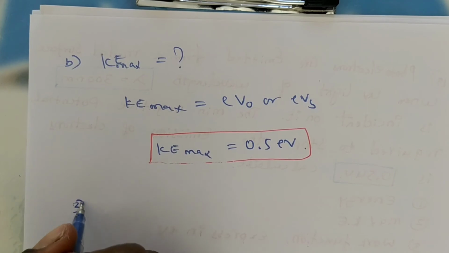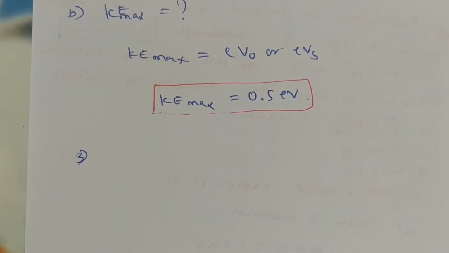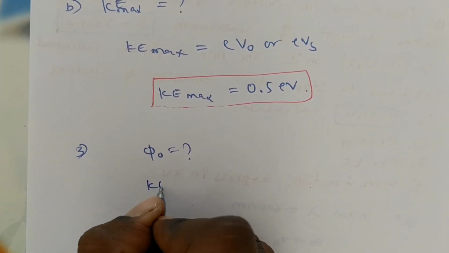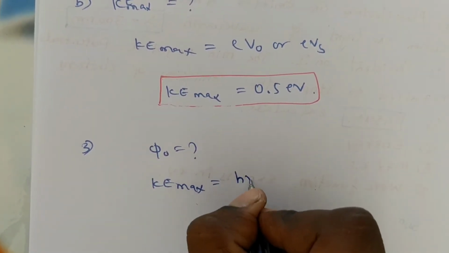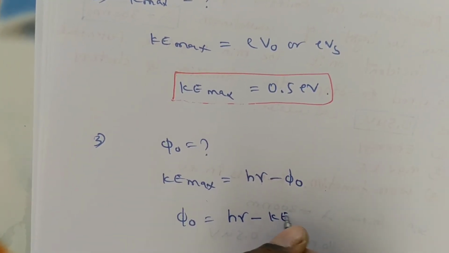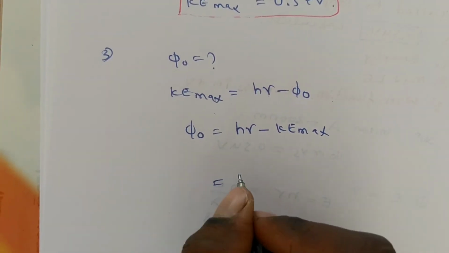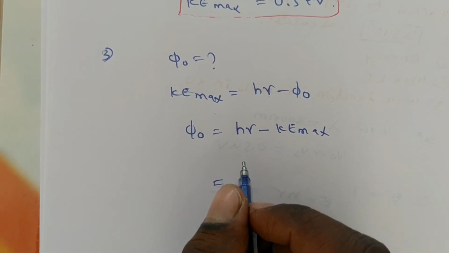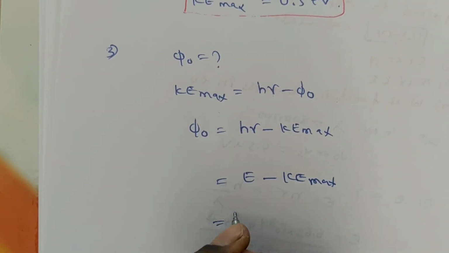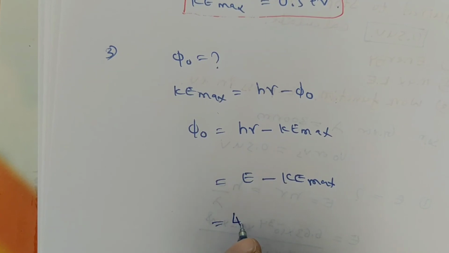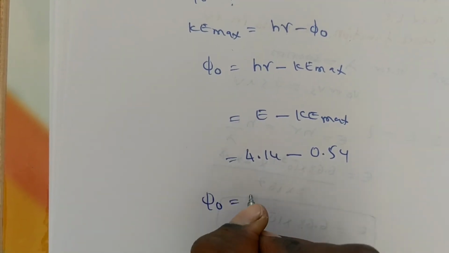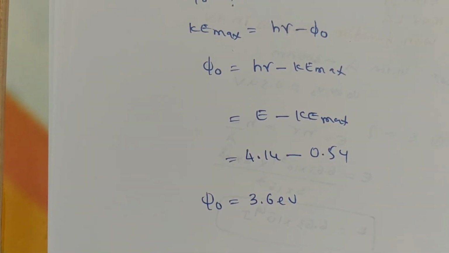And third one, work function is equal to question mark. Using formula, kinetic energy maximum is equal to h nu minus work function, so h nu naught is equal to h nu minus kinetic energy maximum. What is the value of h nu here? E value. In the place of h nu, E minus kinetic energy maximum. First one answer 4.14 minus 0.54. Work function answer 3.6 electron volt. This one is the final answer.